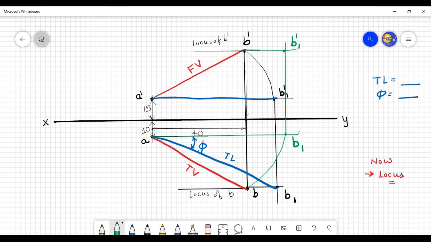Once you get this B1 dash point, you simply join A dash B dash. That is also equal to the true length, and that angle is what we refer to as theta, the angle with respect to the horizontal plane. So this is how you get the solutions for the true length as well as theta and phi, the true inclinations. So thank you very much.